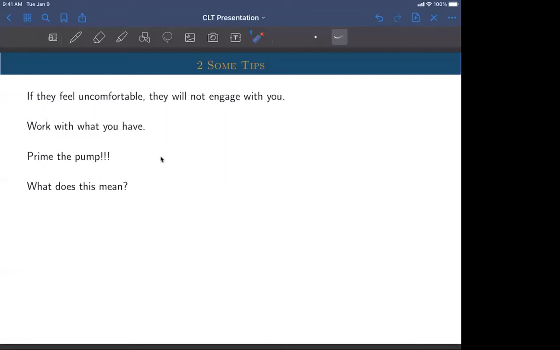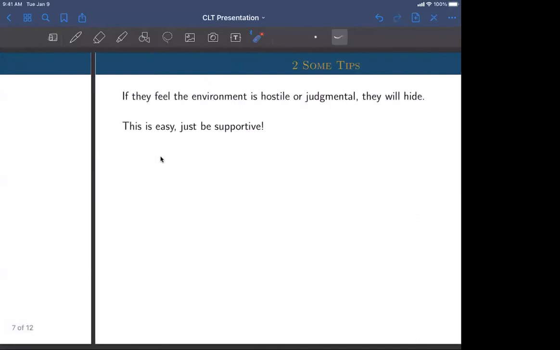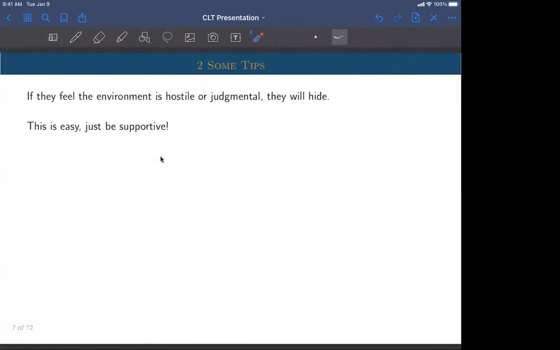And this idea of priming the pump, this expression mainly means that us as educators have to try and provide a stimulating atmosphere so that students feel comfortable enough to engage with us and present their ideas or ask questions and so on and so forth. If they feel the environment is hostile or judgmental, they will hide. So, a quick solution to this is just to be supportive.